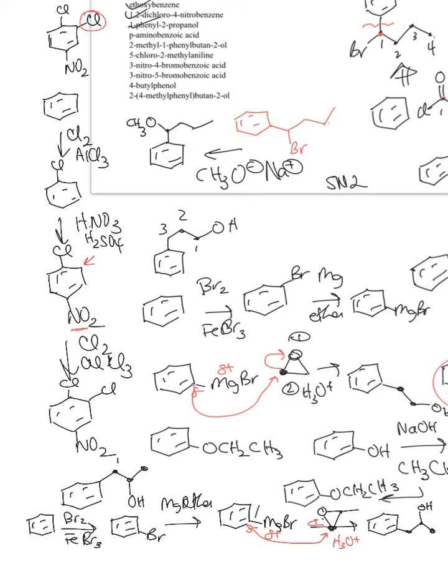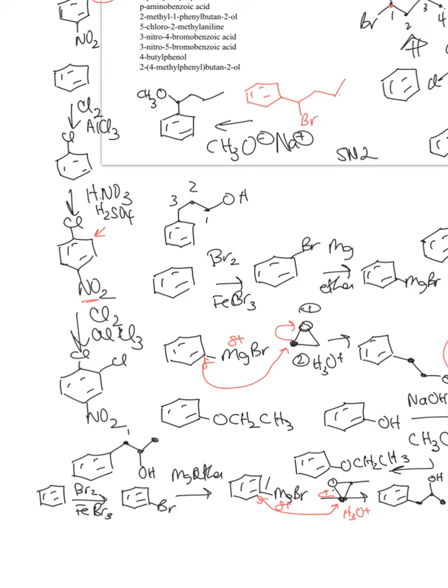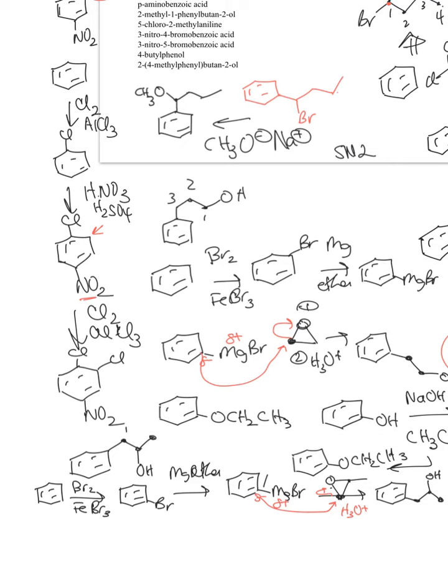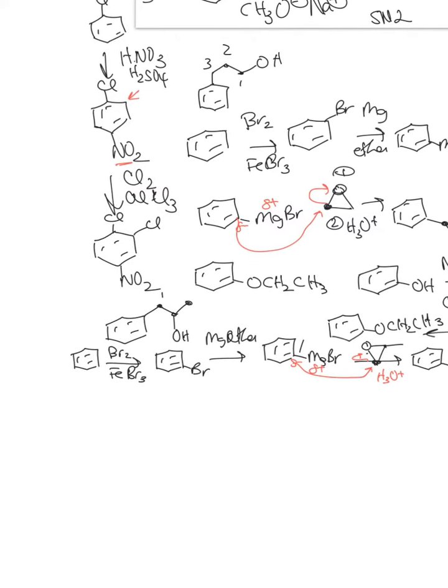Okay, the next one is para-aminobenzoic acid. Well, we'll just go here. Okay, so para-aminobenzoic acid. So what does that look like? Benzoic acid is this compound right here, and para would be right here. So para-aminobenzoic acid.